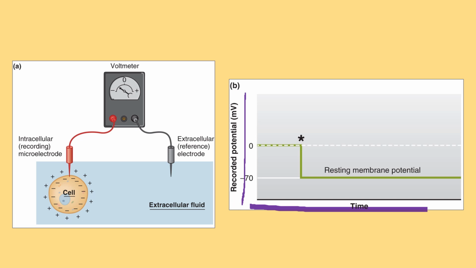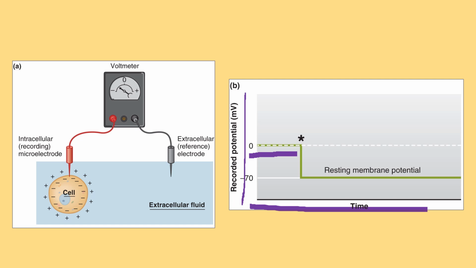There aren't any units shown here. So on this graph, if we start with the voltmeter where neither of the electrodes are anywhere near the cell, let's say they're both in the extracellular fluid at time 0: the intracellular electrode, the red electrode, and the extracellular reference electrode, the gray electrode. They're kept in the extracellular fluid for this distance across the graph. The voltmeter will register no difference.